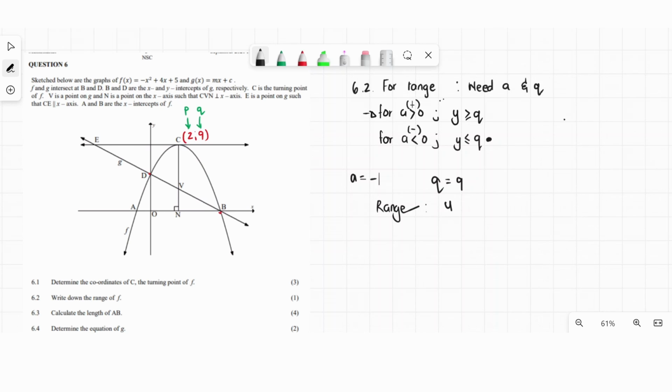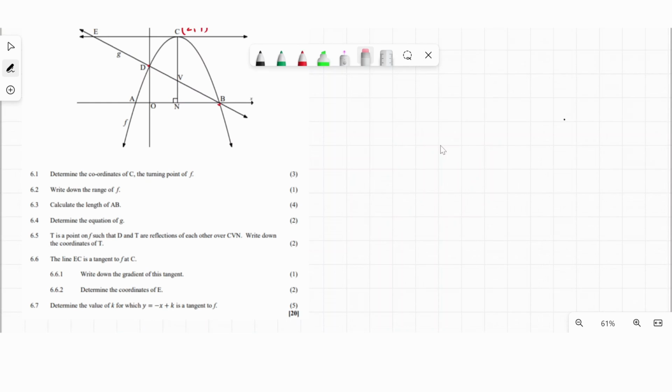Range is going to be what? Y is less than or equal to what? To 9. Then you've done finding the range here. Then question 6.3 says calculate the length of AB.